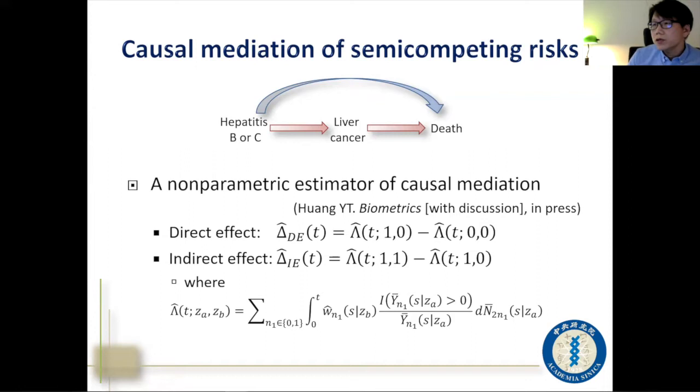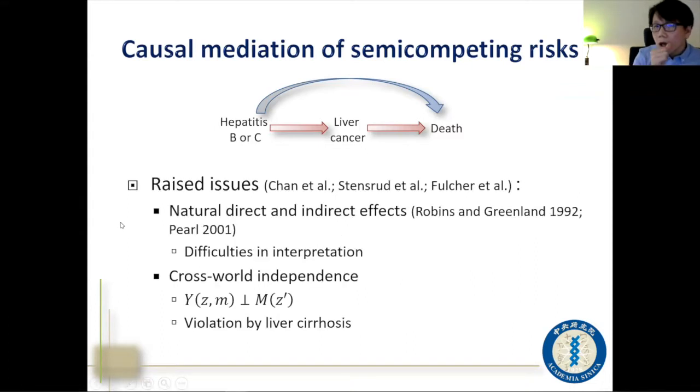So in a recent paper, I proposed a non-parametric estimator for causal mediation, where we are able to identify direct and indirect effects by discounting process-based formulas. We also established their asymptotic properties using martingale. And like most of causal analysis, our method depends on strong identifiability assumptions.